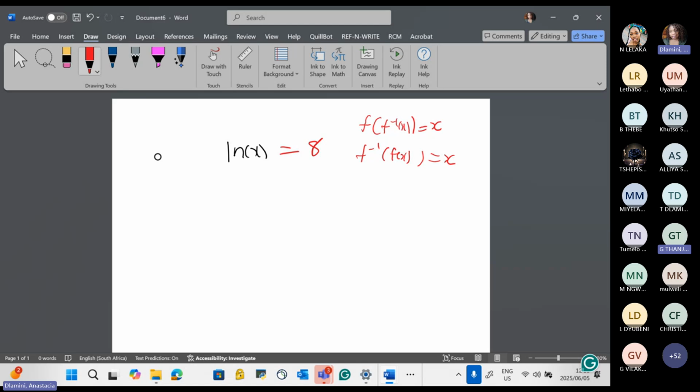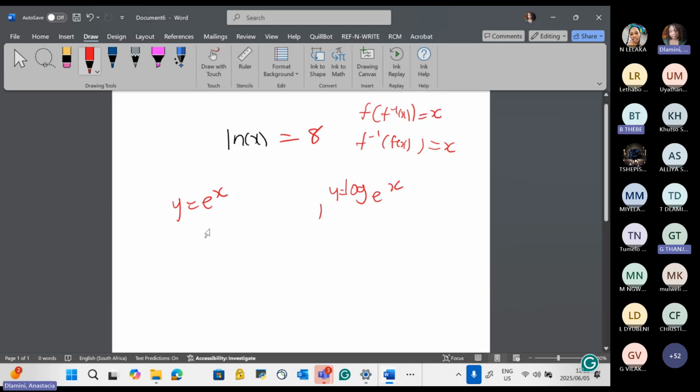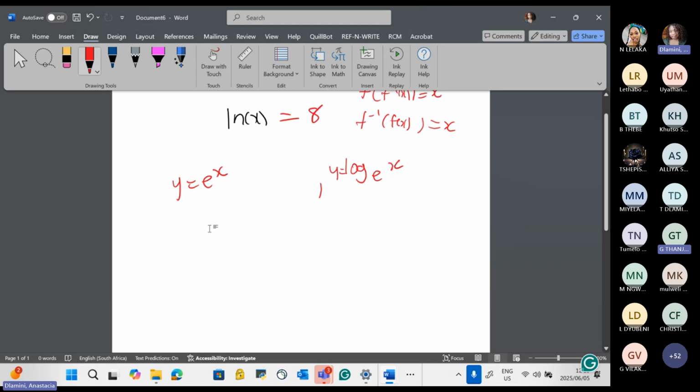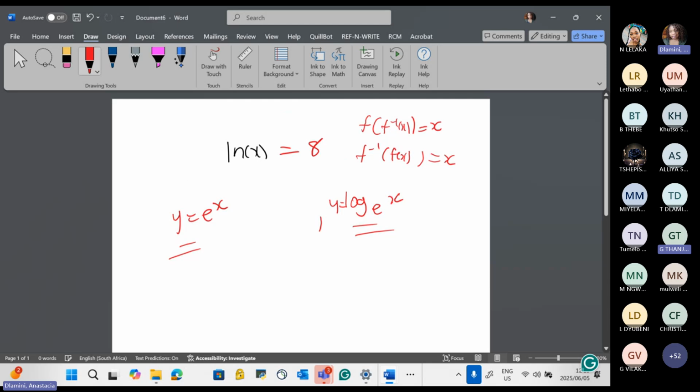So I know that my y is equal to e to the power of x. If my function is y equals e to the power of x, then the inverse will be log of y equals log of x base e. Do you see that? You remember that, right? Now, because this is the inverse of that, and this is the inverse of that, then this property applies.